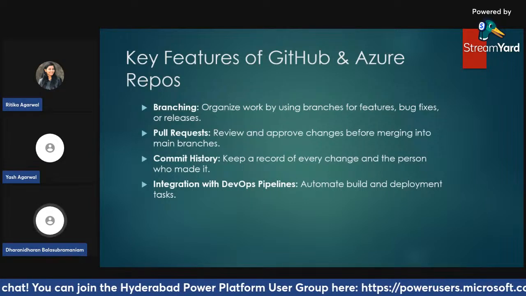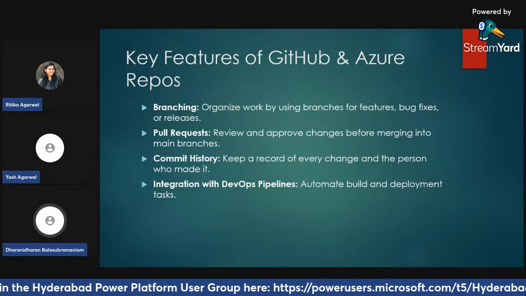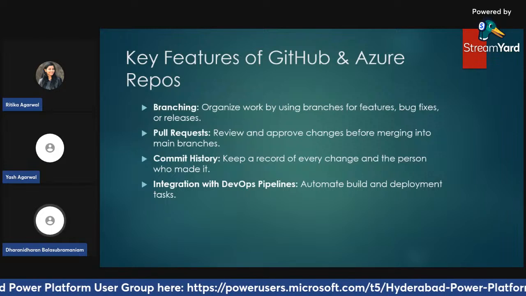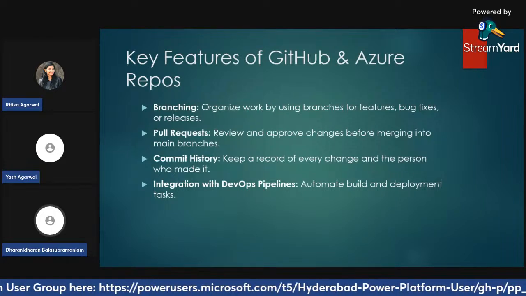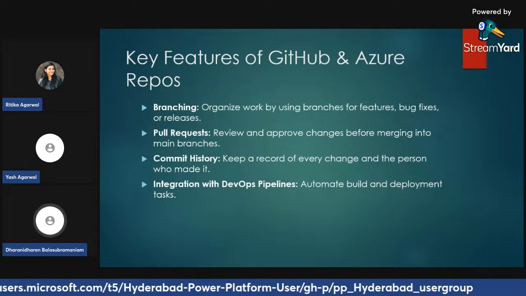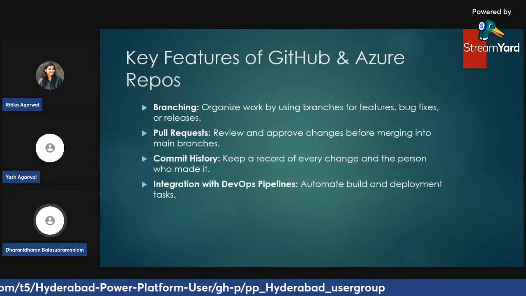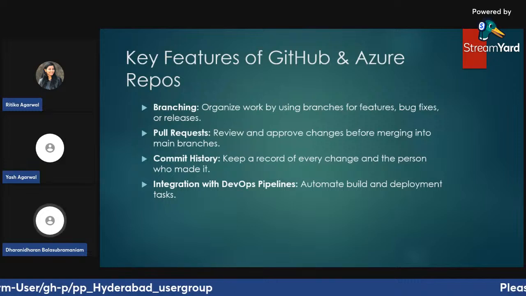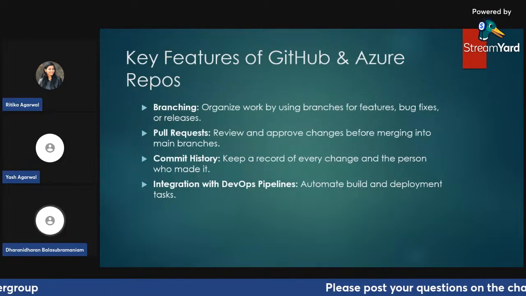And next is the commit history. Every change you make in source control is logged there, including the person who made the particular change. This gives us a clear history of all the modifications that have happened in our solution, and also allows us to easily trace back if any issues arise later in the production deployment.